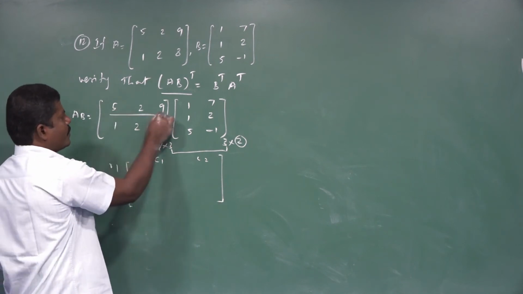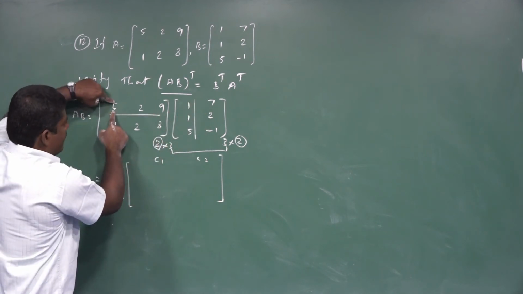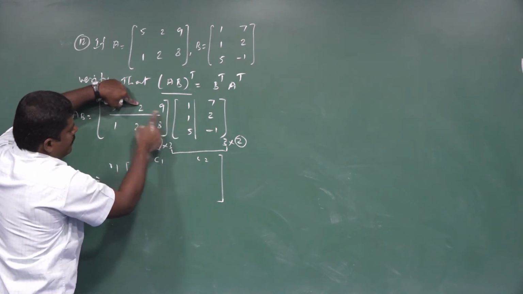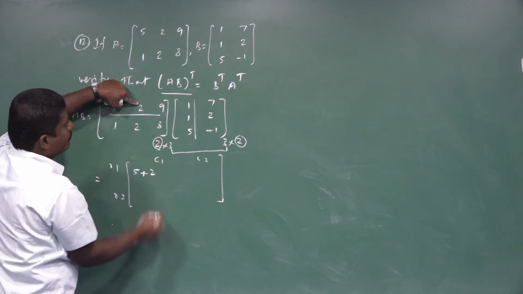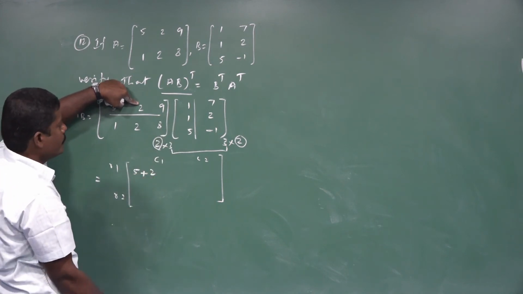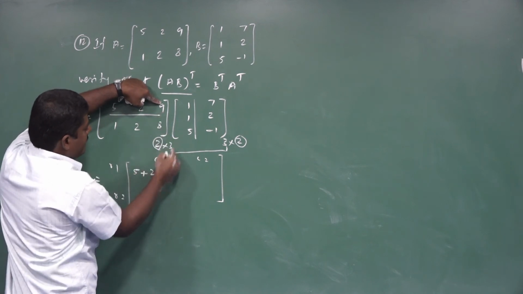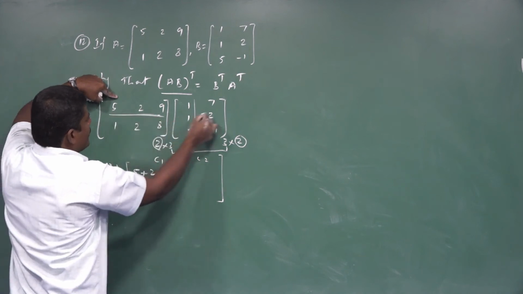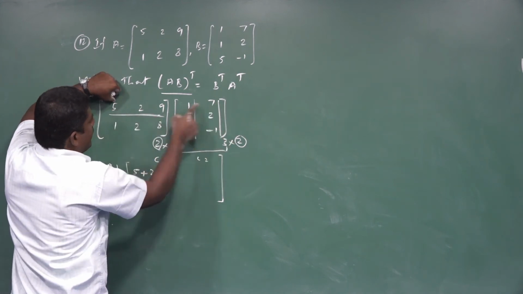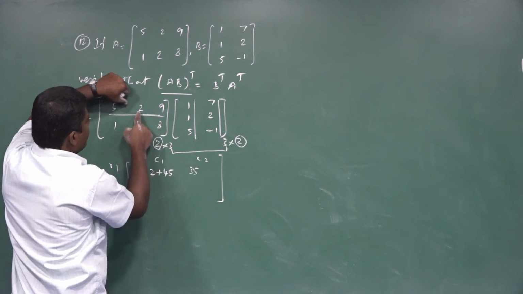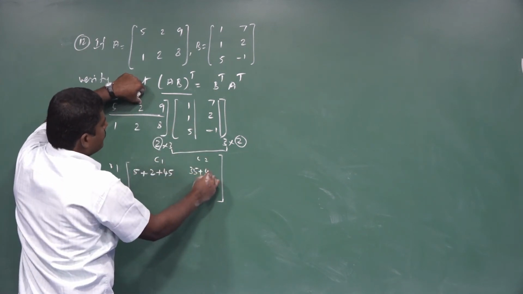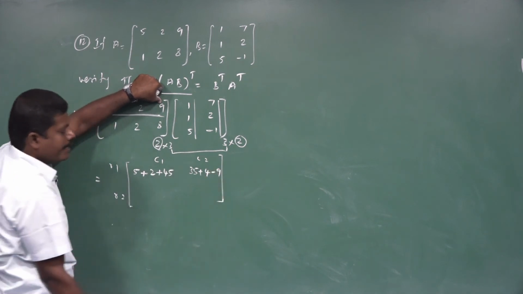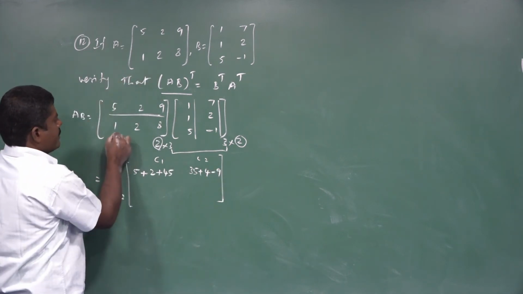Now you take first row, first column. 5 multiplied by 1 is 5. Next second element: 2 ones are 2, plus 2. Next third element: 9 fives are 45, plus 45. Next, same first row, second column. 5 multiplied by 7 is 35. 2 multiplied by 2 is plus 4. 9 multiplied by minus 1 is minus 9.